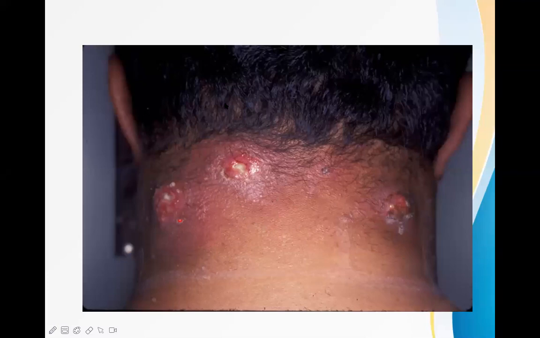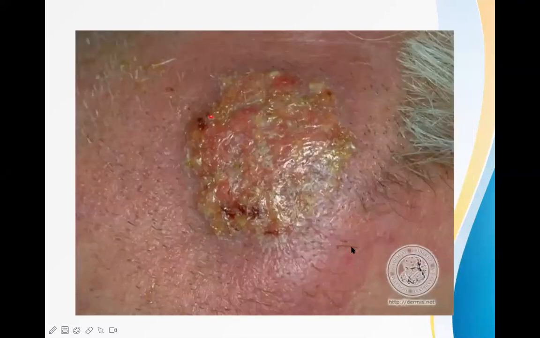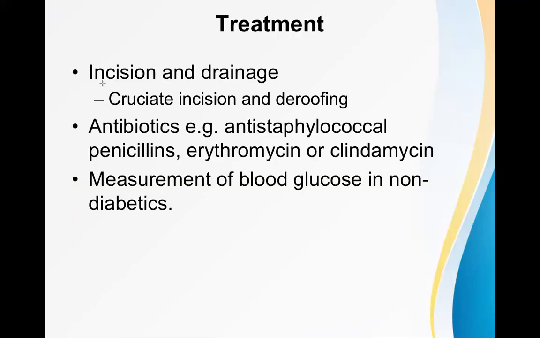Now see here, this area looks very complicated. This is another picture. What is the treatment of carbuncle now? Carbuncle is considered a type of skin abscess, so incision and drainage has to be done. And what type of incision and drainage now?